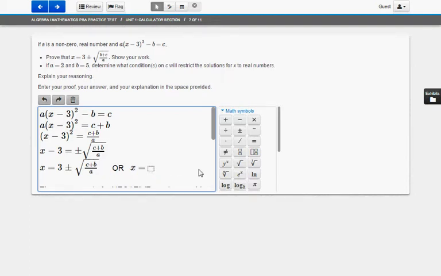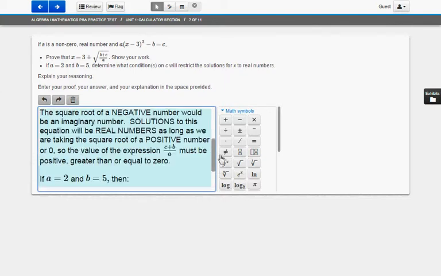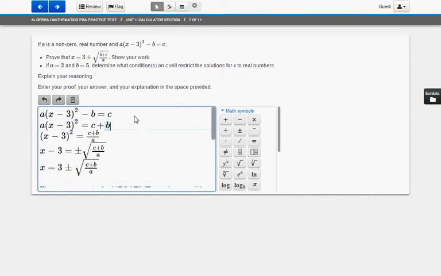To begin with, I'm going to start by typing the equation that was given to me at the beginning of the problem. And that is this: A times the quantity x minus 3 squared minus B is equal to C. We need to solve this for x. They want us to show that x is equal to this right here. That means we need to get x by itself. So my first move is going to be adding B to the other side of the equation.